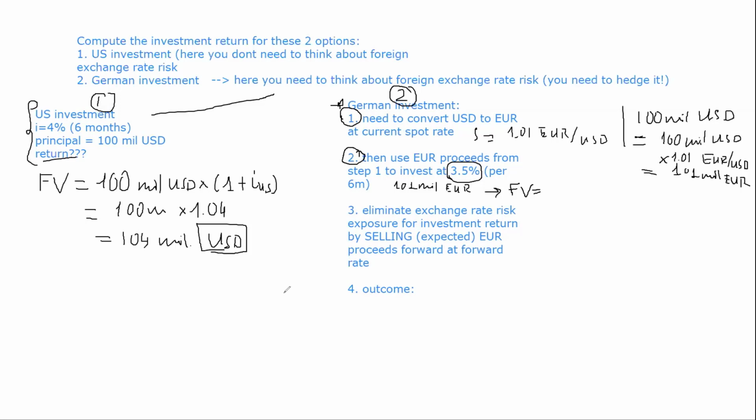Thanks, Kang. Excellent. So here I'm just calculating the future value again. So I'm going to take 101 and times it with 1.035, which is 1 plus the interest rate in the UK, sorry, in Germany. So if I did that, I will find that this will be 104 million and 535,000 euro, okay.